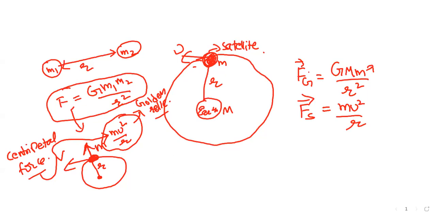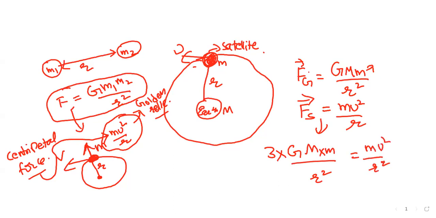So this satellite is orbiting at about 3 times Earth's gravity. So let's just multiply by 3. 3 times Earth's gravity, and Earth's gravity is given by G capital M times m upon r square, equals mv square upon r. So let's just equate them; r gets cancelled and m gets cancelled.